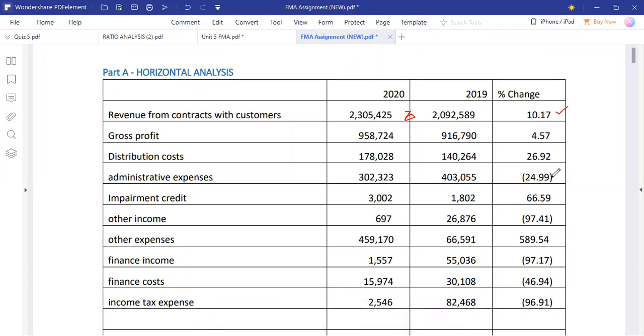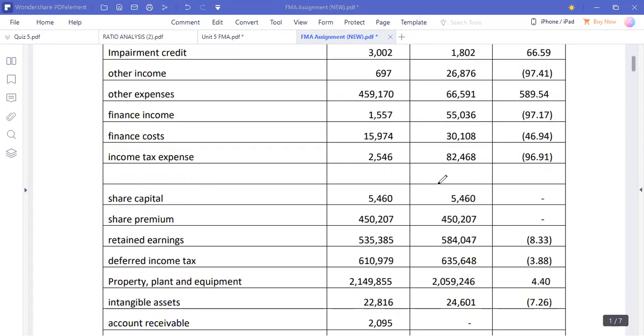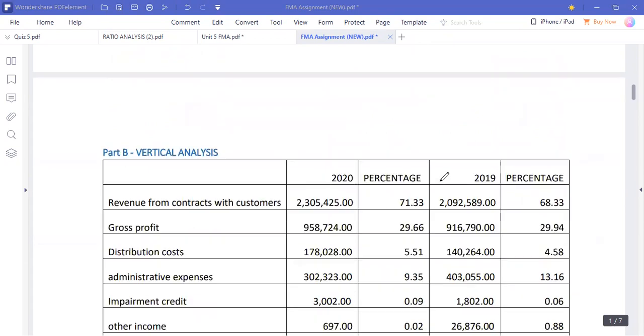All right. Why were we getting a negative here? Because the 2020 is smaller than the 2019. So the difference, we divided by that. So when it's in brackets, what does that mean? It means there is a decrease. If it's a positive, there is an increase. So this is basically how the horizontal analysis was done. It was as straightforward as that.